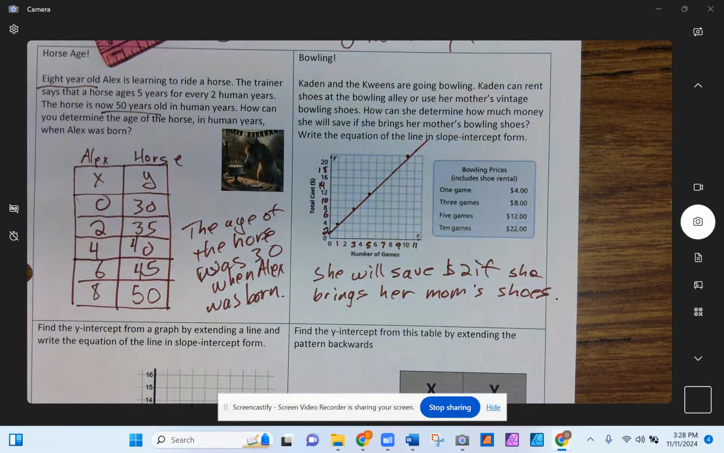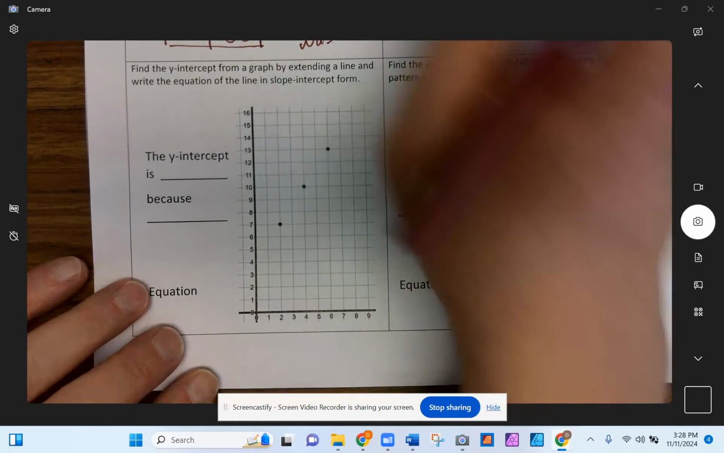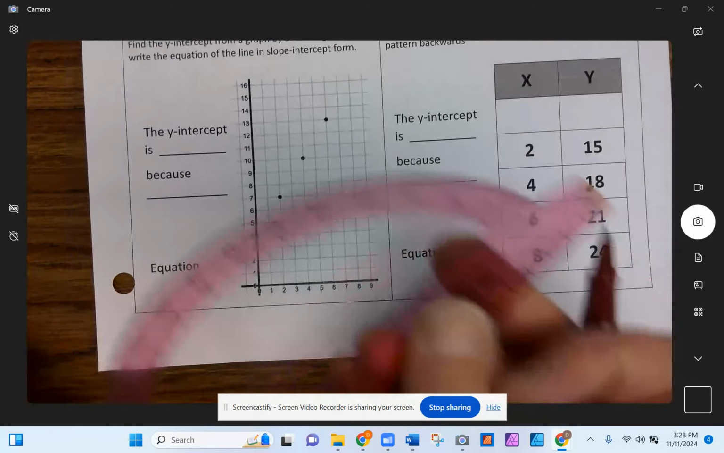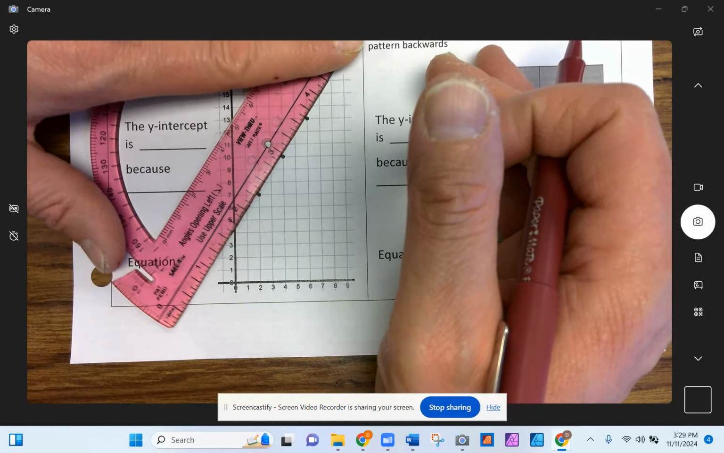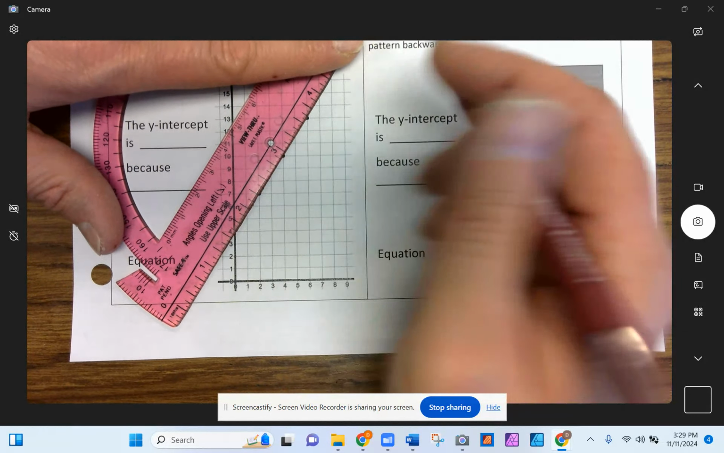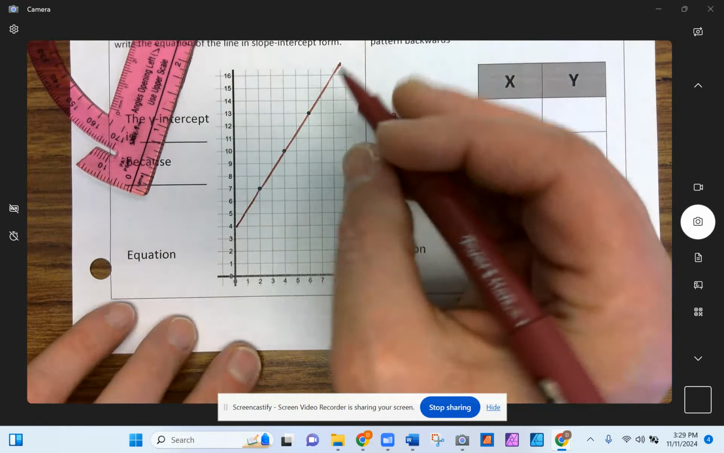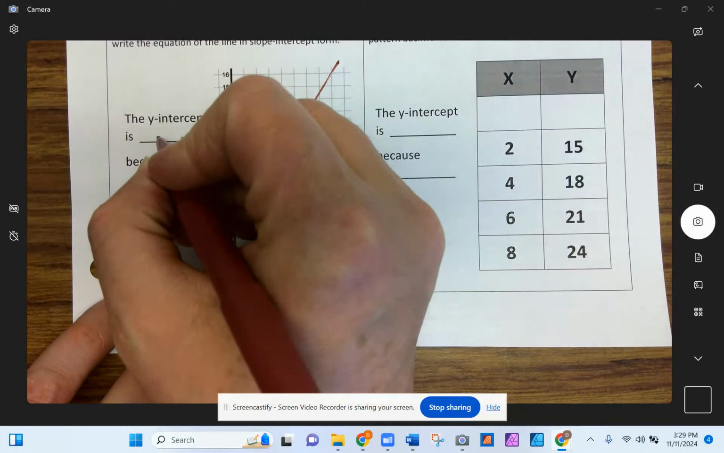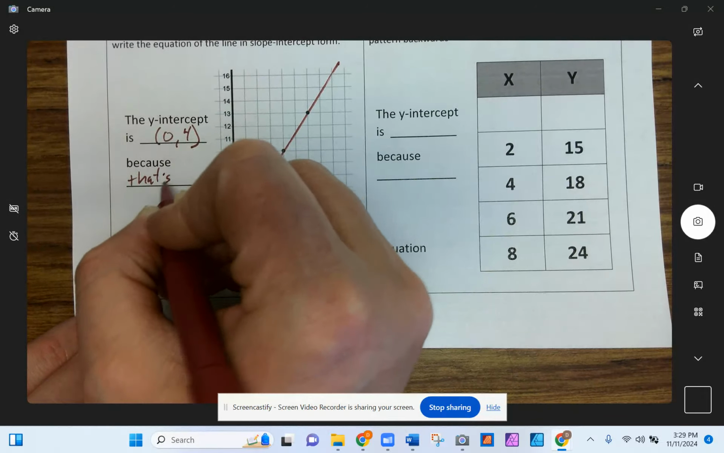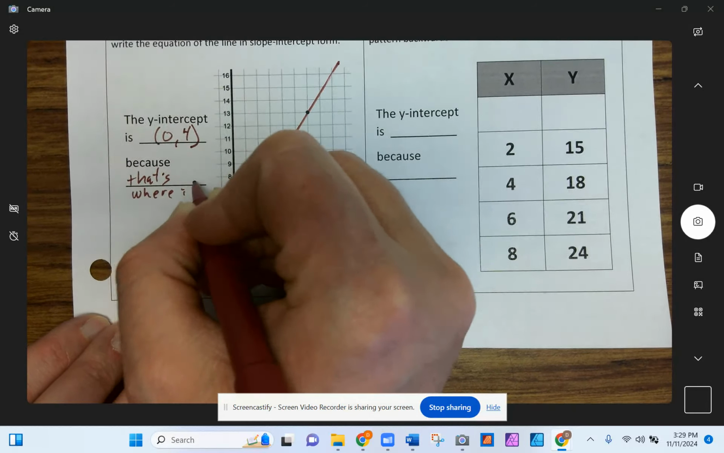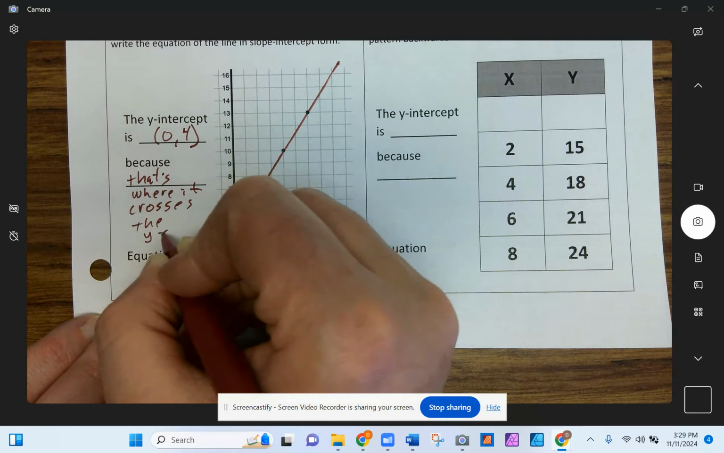Okay. So this is really quite similar to what we just did, but I've already got the points graphed rather than having to graph the points. So we're just going to extend it here and see where it crosses the y-axis. There we go. Just like that. So we can see that it's at 4, right? You could say 4, you could say 0, 4, because that's where it crosses the y-axis.